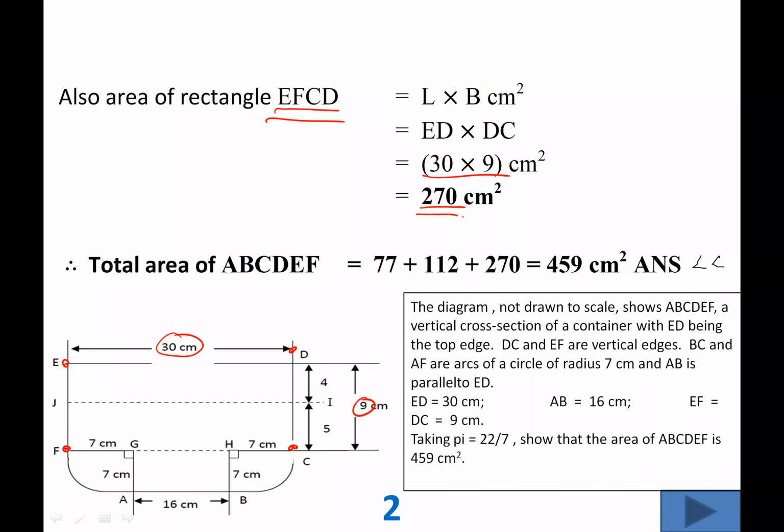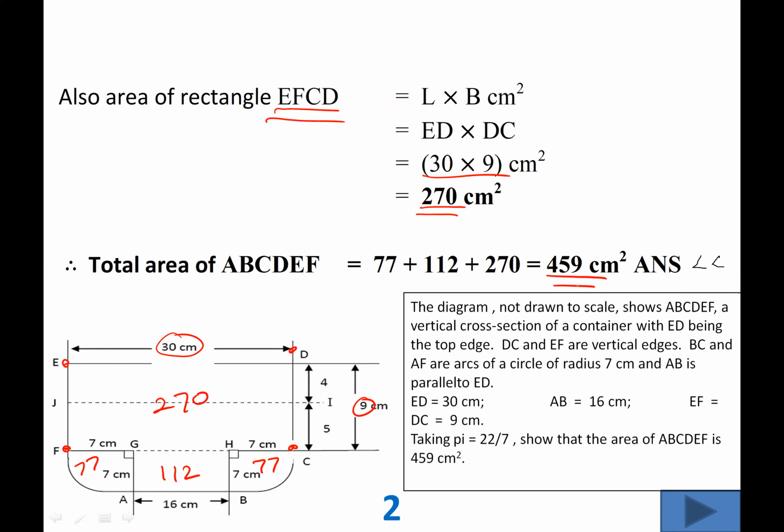So the total area will be the 77 for the two sectors, 112 for the middle rectangle, and 270 for that big rectangle at the top. And if you add all of that, you're going to get 459 cm squared.